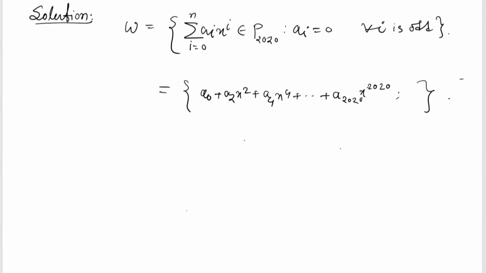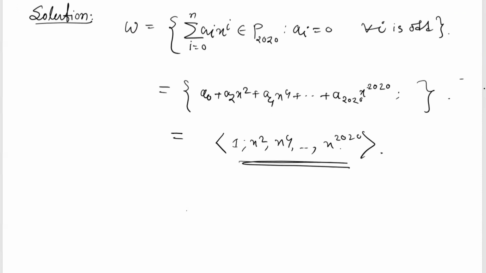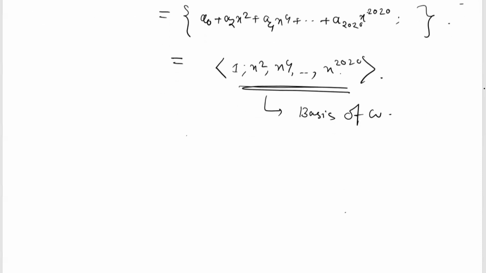Now this type of polynomial is generated by the set 1, x^2, x^4, ..., x^2020, and this is also a linearly independent set. So this forms a basis of W. Now the dimension of W is equal to the number of elements of the basis.